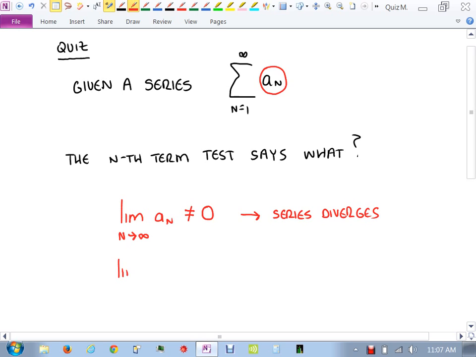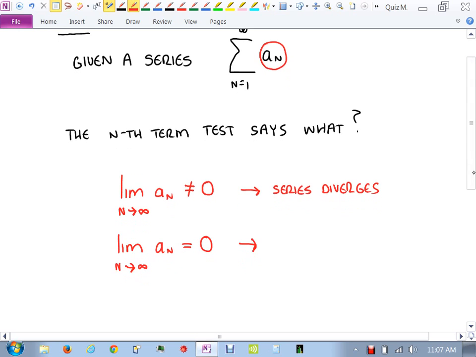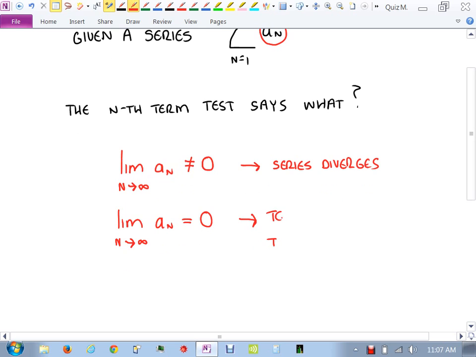Now, it also says that if the limit as n goes to infinity of this equals 0, that what? We know if it doesn't go to 0, it diverges. If it does go to 0, what does this test tell you? Nothing. The test fails, okay?